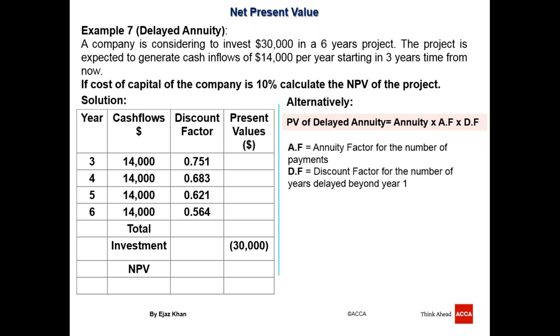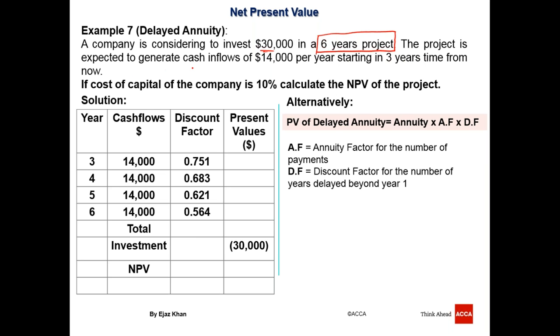If you look at this example, a company is considering investing $30,000 in a 6 years project. It's a key point. Remember, this project has a 6 years life. So it means the last payment will be received at the end of the sixth year. No payment is going to be received after year six.